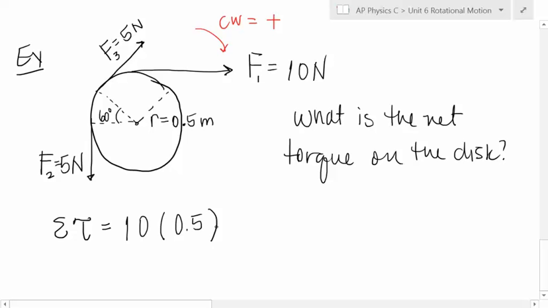Yep. The force times the distance from the center. That was 90 degrees there, so it's perpendicular. All right. Then what about force 2? Negative. Okay. And then what about this force 3?